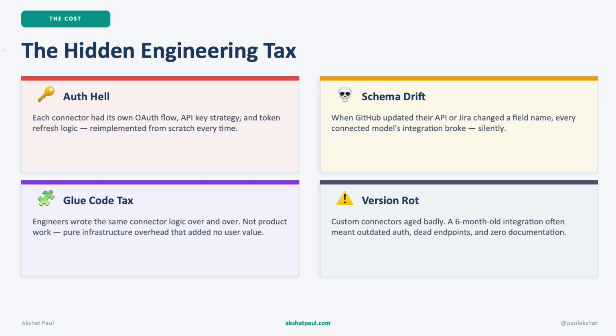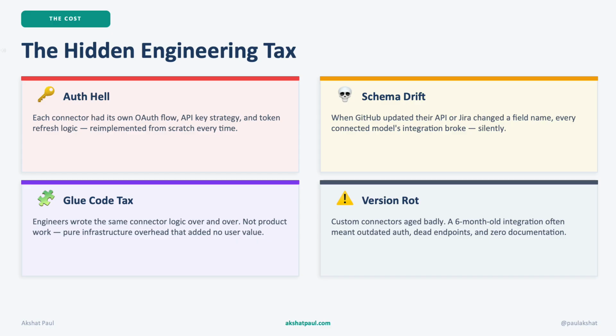Engineers were solving the same auth problems over and over in slightly different ways for each combination of model and tool. Second, schema drift. This one was sneaky and painful. External API change. GitHub adds a new field. Jira deprecates an endpoint. Slack restructures their event payload. When that happened, your integration broke, often silently. You'd find out when a user complained, not when the code broke.